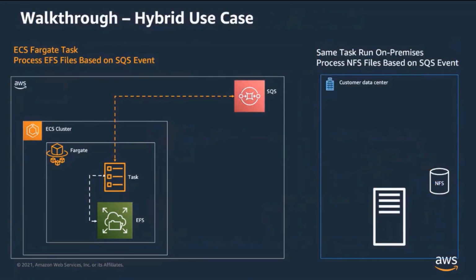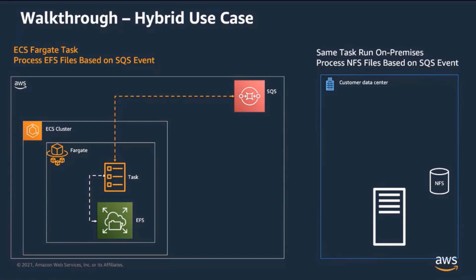So before we dive into the walkthrough and take a close look at how these things are functioning, I wanted to describe the use case a little bit. On the left-hand side here, you have an ECS Fargate task. So this is a task which is running on the AWS cloud. The task is very simple.